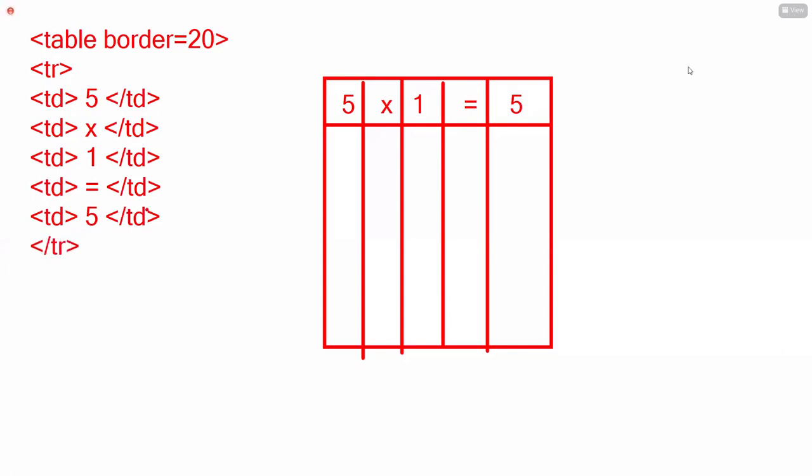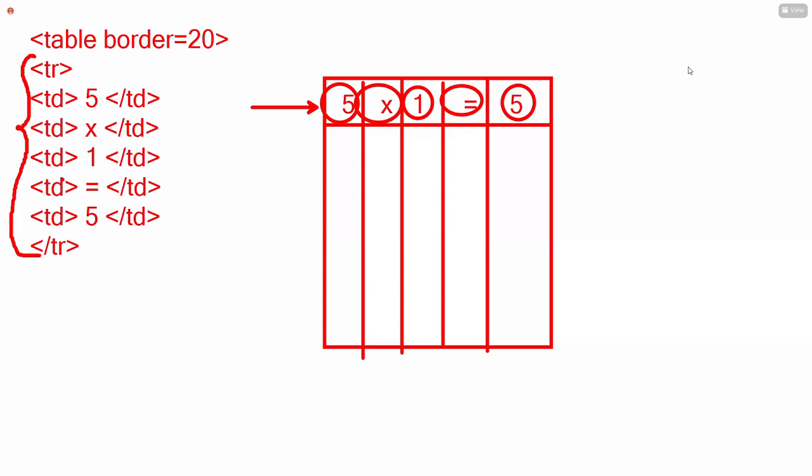Now you observe. Table border equal to 20. This table border, 20 pixels, I given. TR, it is first row. Okay, first row, it is one cell, TD. Okay, again second cell, third cell, fourth cell, fifth cell. That row completed. This is for first row.